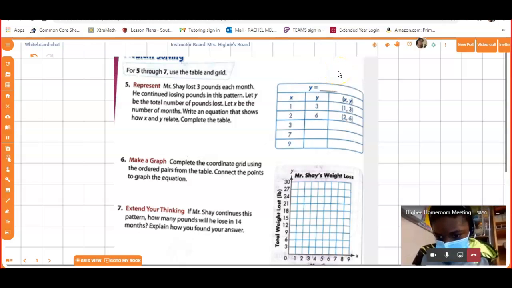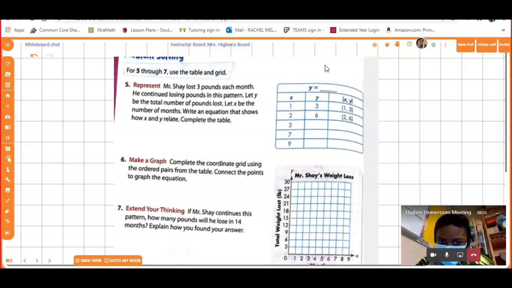Is there anyone who would like to read number 5 to us? Raise your digital hand if you'd like to read for us. Okay, Jada, would you read that for us?